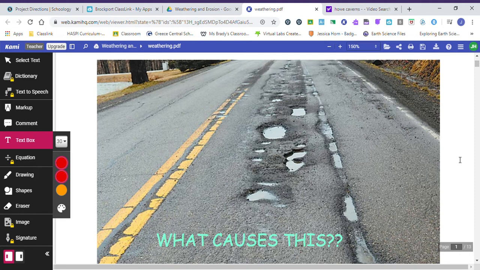Now, this is a picture of a road near me, and this is what it's looking like at this time of the year. Lots of potholes, lots of little puddles in there, and what we're going to talk about today is what caused that.